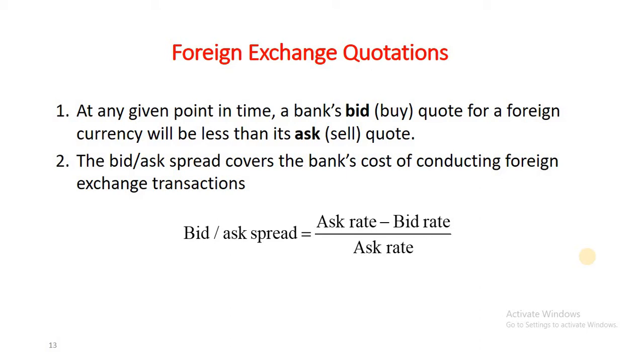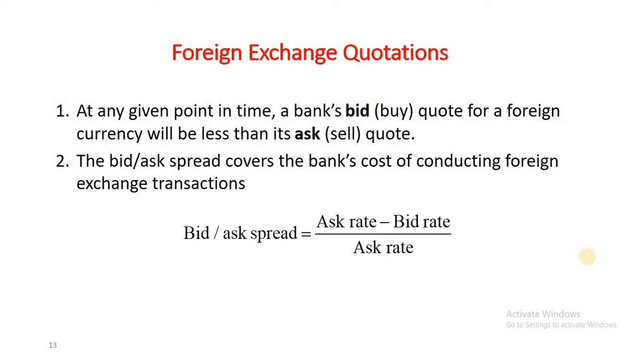And in the meantime, you might see that ask rate of dollar is 85 taka. That means if you want to purchase dollar from your bank, you have to pay 85 taka for each dollar. That means, in other words, bid rate of dollar means that's the purchase price of dollar for bank, and ask rate of dollar means that's the selling price of dollar for bank.